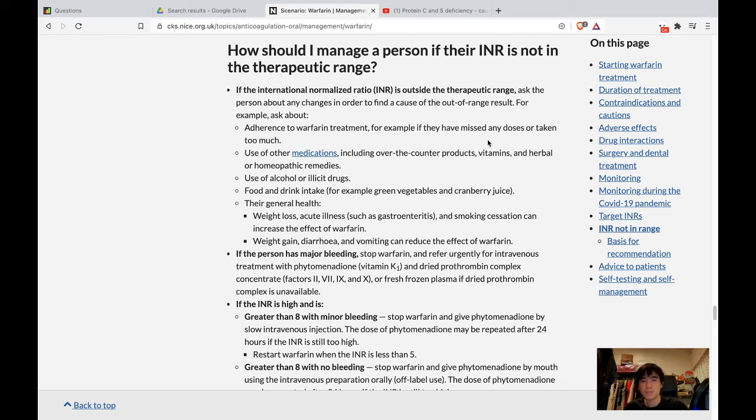If the person has major bleeding, stop warfarin and refer urgently for intravenous treatment with phytomenadione, vitamin K1, and dried prothrombin complex concentrate, factors 2, 7, 9, and 10, or fresh frozen plasma if dried prothrombin complex are unavailable.